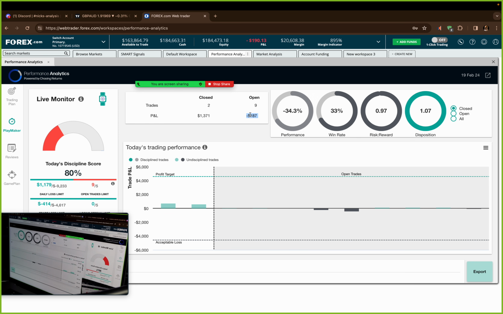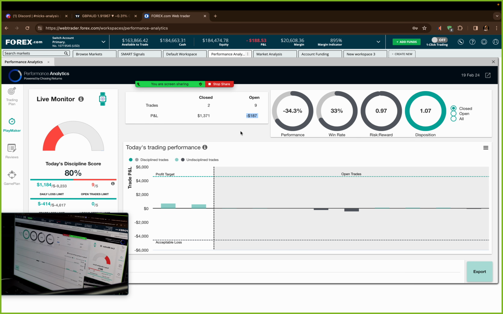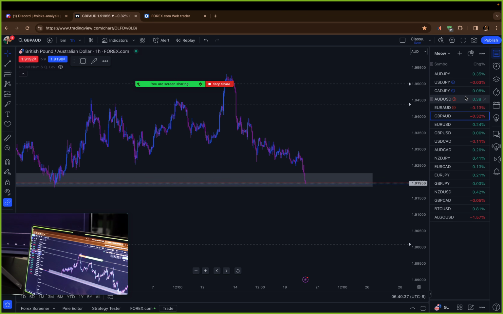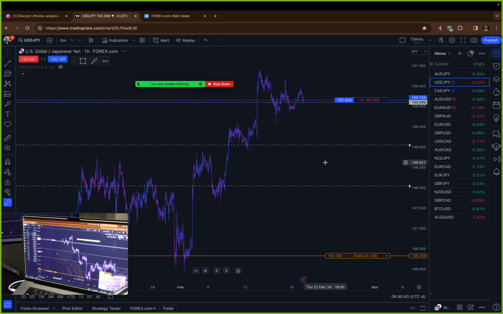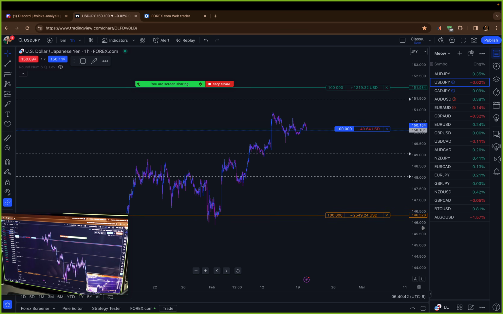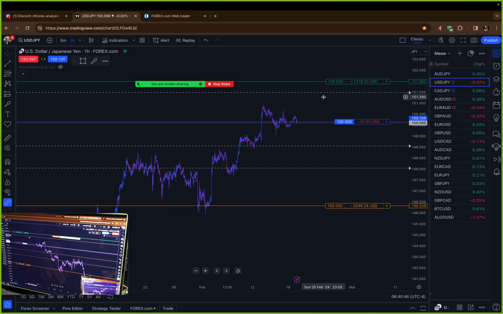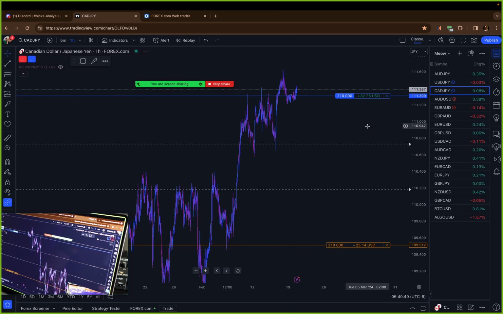In open P&L, it's minus whatever this is, $200 right now. Here's the current trades that I'm in. Here's what I'm looking for today. USD-JPY. I'm thinking that price will go up because we're in an uptrend. So I bought. It's had a pullback. I still think it's going to go up, so I'm still holding this one.